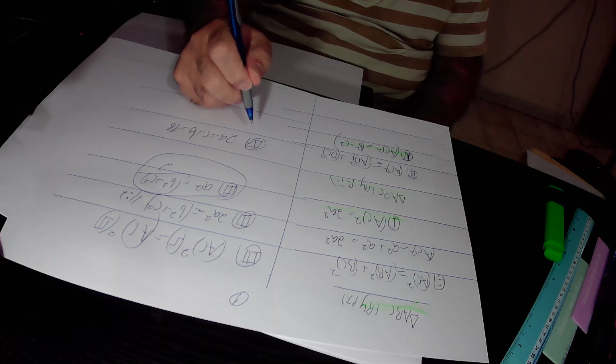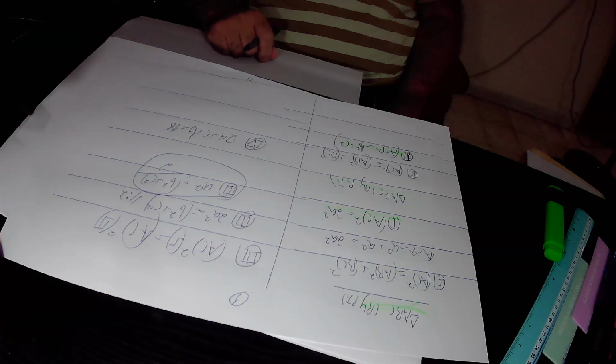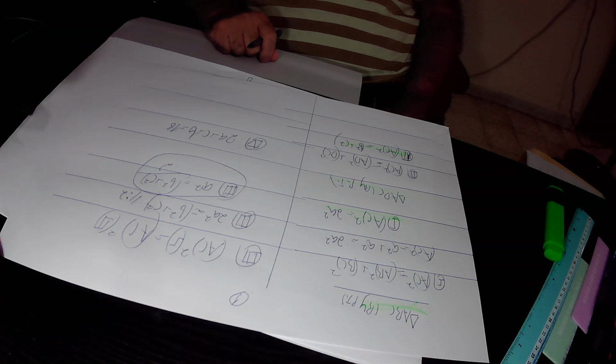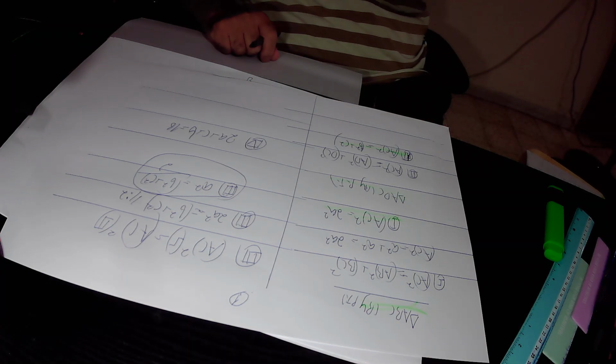So according to equation 4, we should find out that the perimeter of quadrilateral ABCD equals 18. According to all these, in the equation, that is to say 2A plus C plus B equals 18.